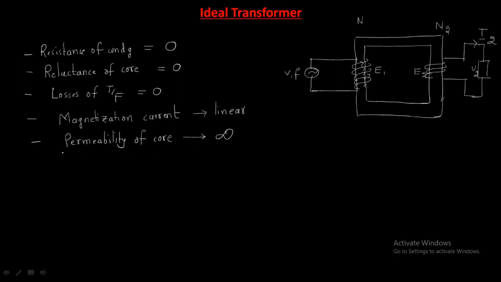Permeability means the capability of the core to allow flux lines. If the permeability is more, the flux is also more. If the permeability is low, the number of flux lines allowed is also less. This is the importance of permeability. Generally, is it possible to have these things? Actually it is not possible, but we are studying as if these characteristics are available for the transformer. So these are the characteristics of the ideal transformer.